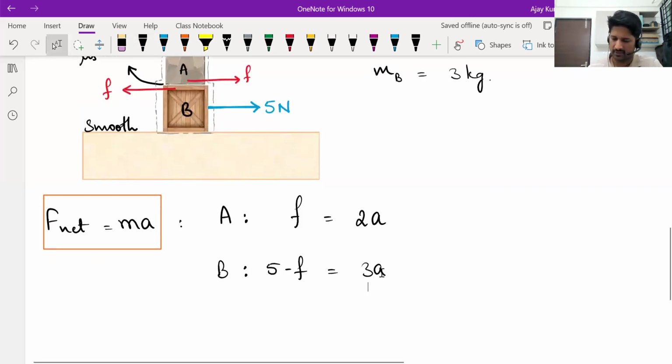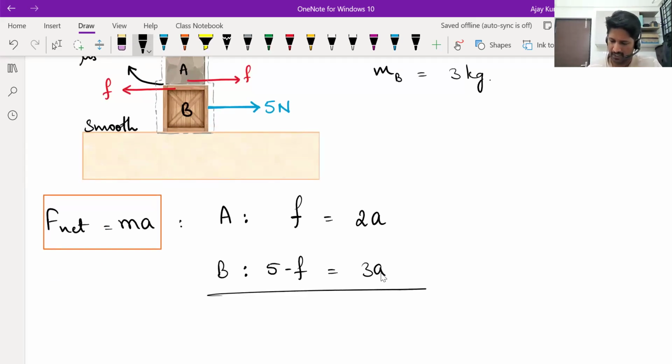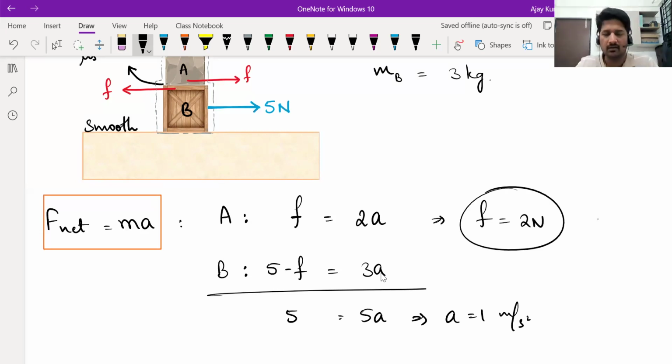Now there are two unknowns, friction and acceleration. Two equations are sufficient. Solve these two equations. If you add them, the left hand side becomes 5 is equal to 5A. You get an acceleration of 1 meter per second square. And if a is equal to 1, you substitute in any one of the equations, you get friction as 2 newtons. Now you all tell me, how much was the limiting friction between the blocks?